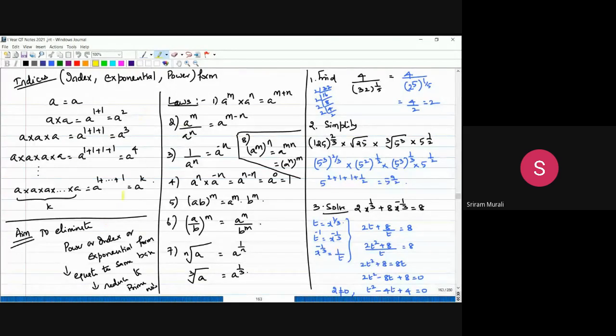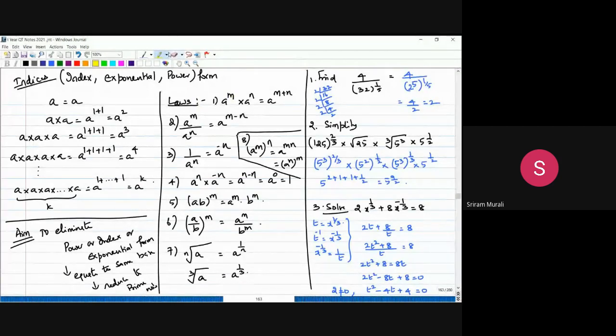It is to eliminate the exponential form or the power form or index form. How to eliminate? I should equate to the same base. If a problem is related to a number, reduce to the prime factors. So this is a key idea behind these indices. Also in logarithm, we want to eliminate the logarithm based on the given problems.